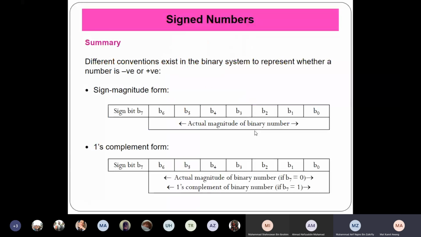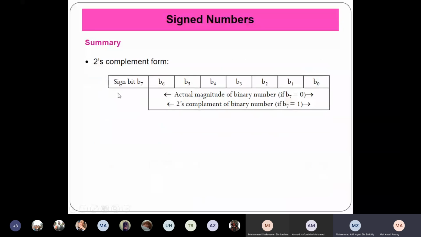Okay, this is the summary. Different conventions exist in the binary system to represent whether a number is negative or positive. If it's sign magnitude, basically if you have an 8-bit number, the 8th bit is the sign bit, B7, because we start from B0. So this is the actual magnitude of binary. If one's complement, you look at the sign bit. If the sign bit is 0, then this is the actual magnitude. If the sign bit is 1, then there is a one's complement.